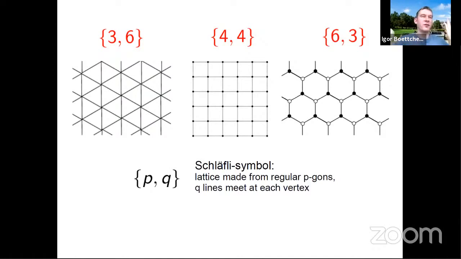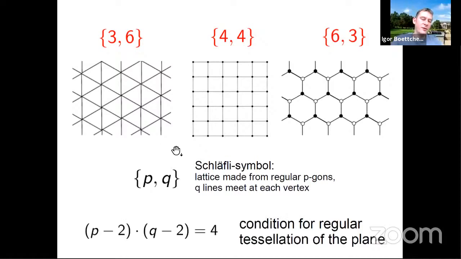Now you might wonder, okay, is there any more? What about, say, 127-gons? Can I do that, right? Or 128, or where does it stop? From some very basic geometric considerations, you find that actually the condition, if you want to tessellate your whole plane, so think about your bathroom tiles and you want to tile your bathroom, then the tiles can only be p and q, where (p minus 2) times (q minus 2) is 4. Obviously, these three lattices satisfy this condition, but they are also the only ones. So this is really the finite and complete list of tessellations of the plane with regular p-gons.